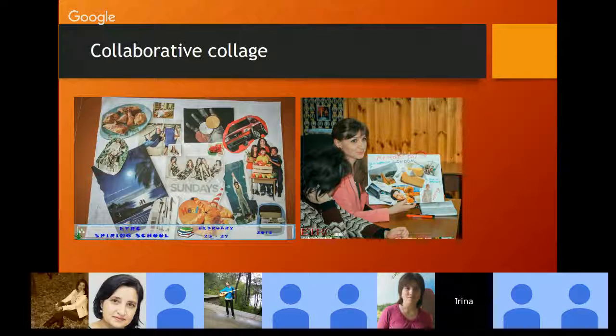So the collaborative collage consists in the following. You have a topic, and I did it for My Perfect Day in London. You give them some questions or prompts, the beginnings of sentences that they have to complete. Like, if I go to London, I will visit. If I go to London, I will eat, I will do, I will try, I will invite, I will take, and so on.